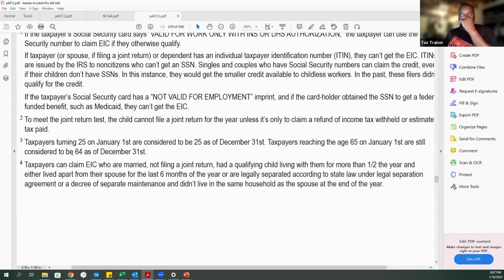It says taxpayers can claim EIC who are married, not filing jointly, who have a qualifying child living with them for more than half a year, which they did, and lived apart from their spouse the last 6 months of the year. This is a new rule. It used to be if you're married filing separately, EIC goes away. But if you are married filing separately, away from your spouse the last 6 months of the year, and the child lived with you for half that year, you still can get EIC.